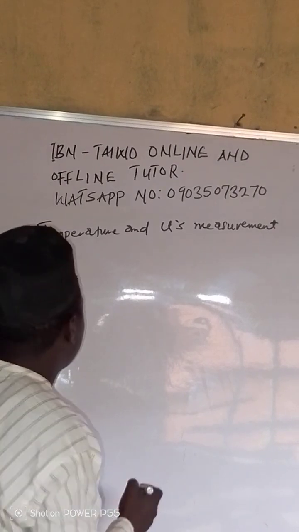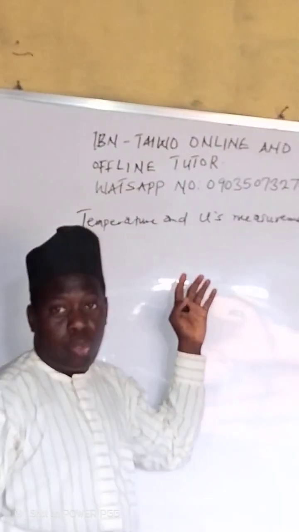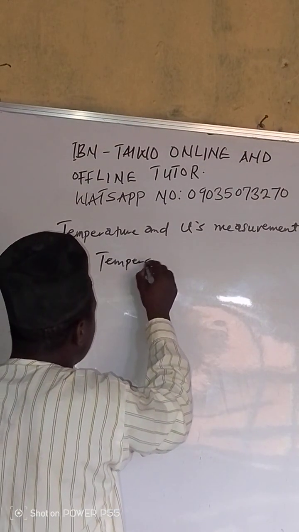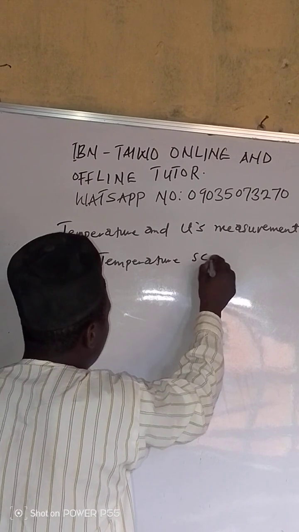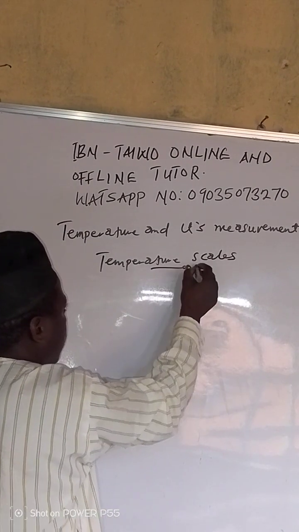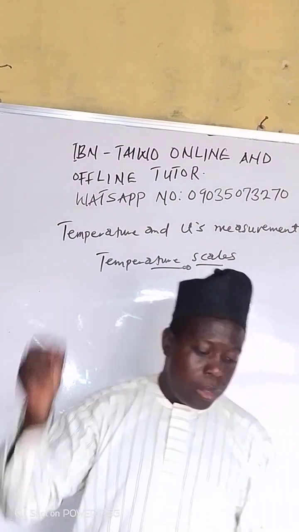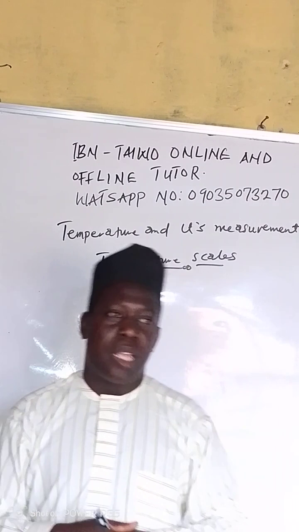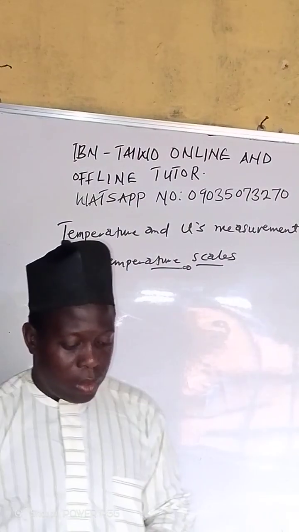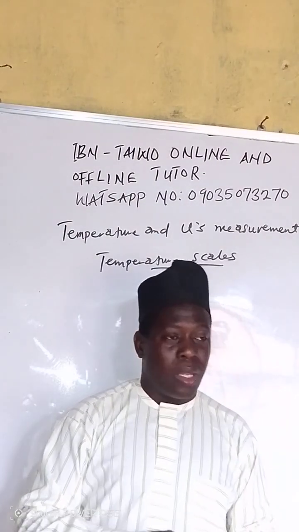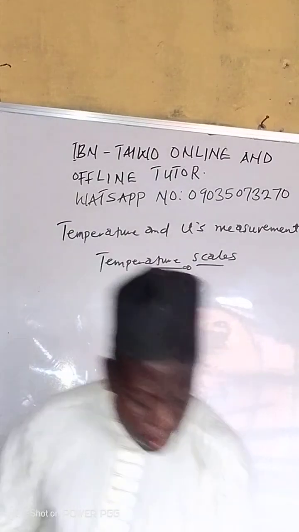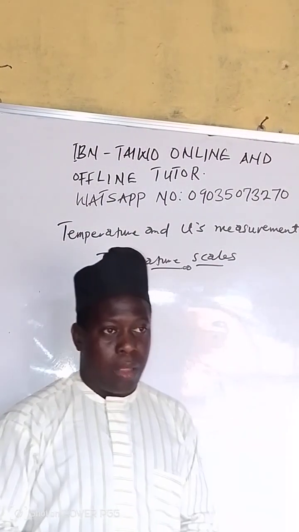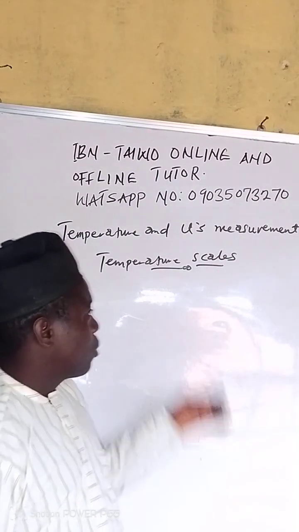Under temperature and its measurement, we want to talk about the temperature scales. As we all know, temperature is the degree of hotness and coldness of a body. This temperature we are talking about is measured. Temperature is measured by different types of thermometers. Do you understand? It's measured by different types of thermometer.